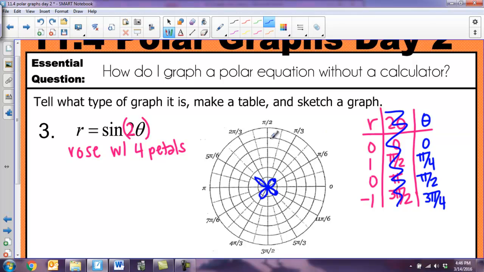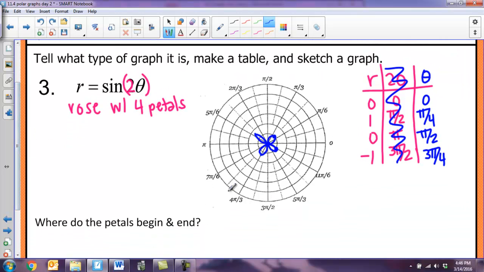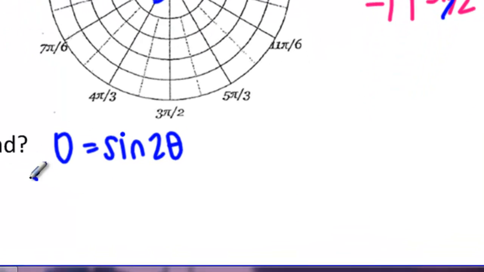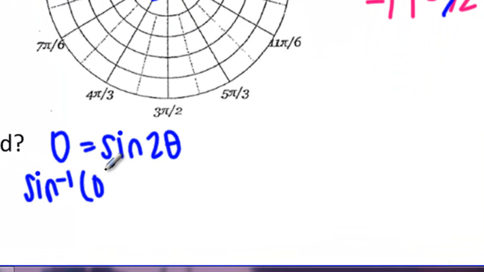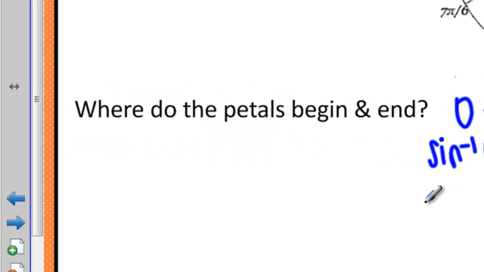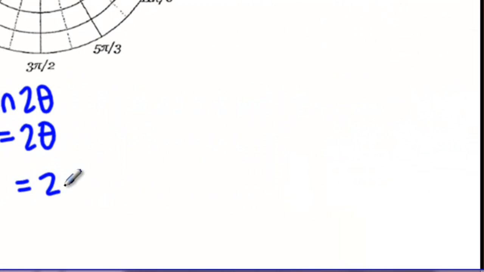So then, if they ask you something like where do the petals begin and end, I have the same process that I did before, where I'm going to just plug in 0 because the petals are going to start and end whenever they hit that pole. So 0 equals the sine of 2 theta. So since I have my trig function isolated, I can just take the inverse of both sides. And I know that the inverse sine of 0, what angle gives me that ratio of 0, would be 0 degrees or radians, or at pi. And that equals 2 theta.